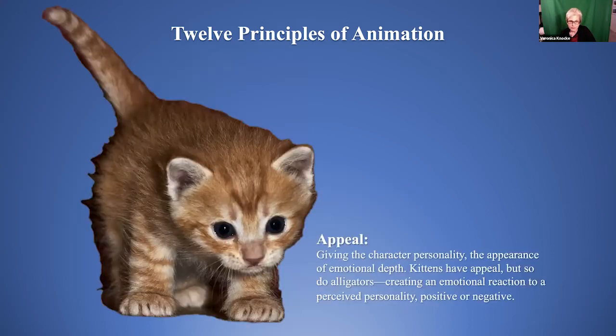Then there's also appeal, giving the character personality, the appearance of emotional depth. Kittens have appeal, but so do alligators, creating an emotional reaction to a perceived personality, positive or negative. So you want the characters that you have invented to evoke emotion in people. And a lot of things that are not characters can have appeal as well. You want to make whatever it is that you are using for your animation get people to have feelings about it.